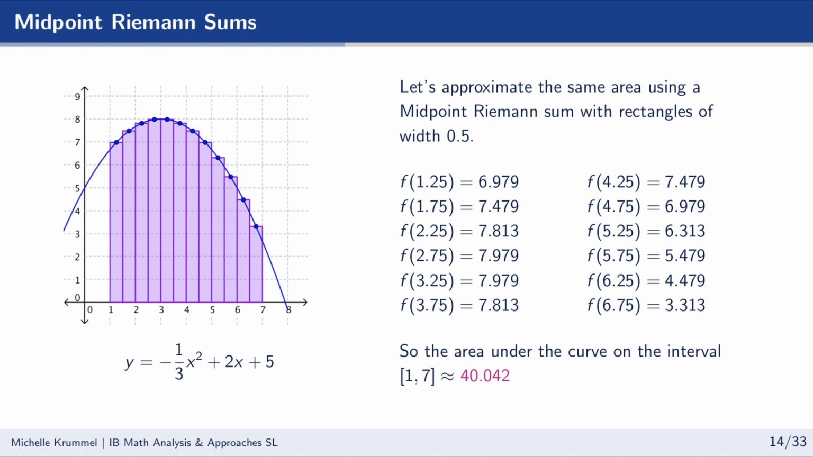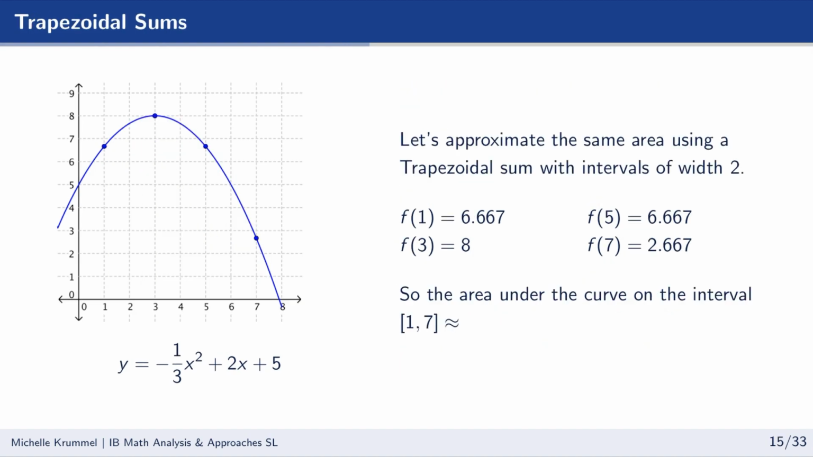Now with a midpoint Riemann sum, let me also point out, it's hard to tell if overall you have an underestimate or an overestimate. It's definitely not as clear as it is with the left Riemann sum or the right Riemann sum. And the final type of approximation we're going to look at is called a trapezoidal sum. So this one doesn't involve rectangles.